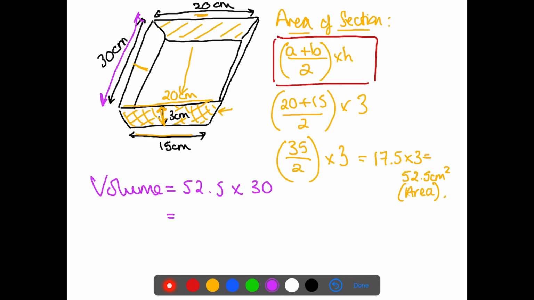Now, if you've got a calculator and this comes up in the calculator section, that's fine, you'll get your answer. If not, you might have to do something like 52.5 times 3, rather than times 30, which might be easier. If you do have to do that, there is another video on longer multiplication. So in order to do 52.5 times 30 without a calculator, we will do 52.5 times 3.